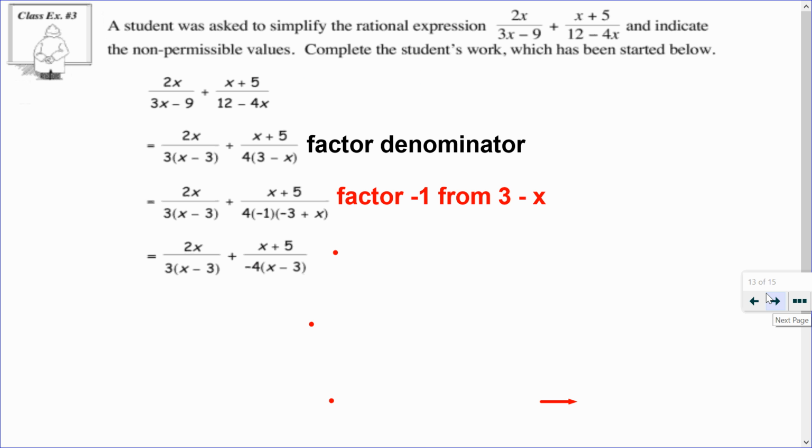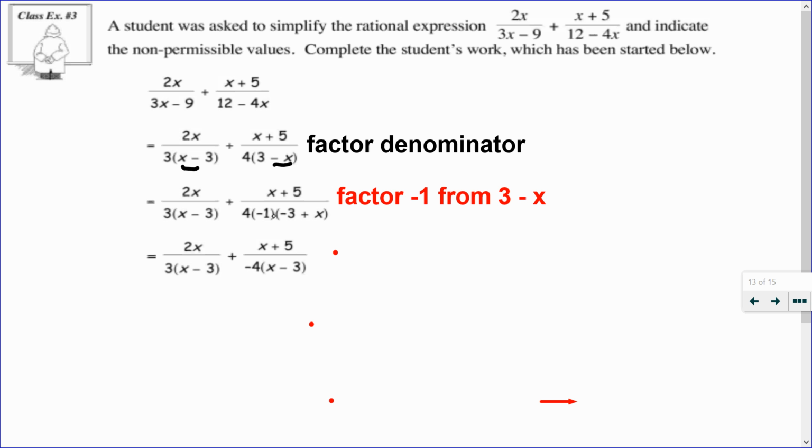Okay, and then let's look at this last question. A student was asked to simplify this expression and indicate the non-permissible values. Complete the student's work, which has been started below. So first step here, we factor the denominators. Now, it looks like these are different, but remember back to my simplifying trick, same but opposite. Those, in fact, are the same factor. They're just opposites.